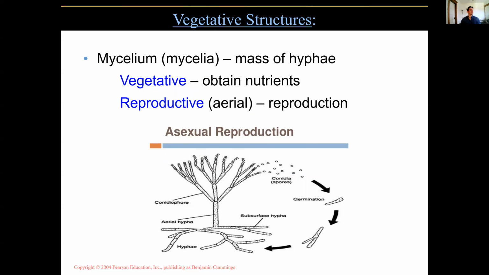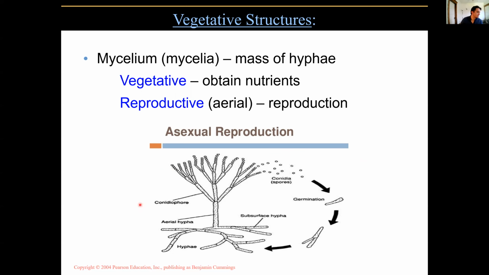So moving on to mycelia or mycelium. So mycelium is a mat of fungi that is visible to the naked eye. It's essentially just a mass of hyphae. And they are separated into two types, vegetative or reproductive. So you can think of vegetative hyphae as non-reproductive, as their primary function is obtaining nutrients. And then the counterpart is, of course, reproductive or aerial hyphae.